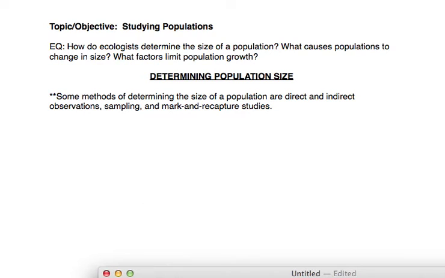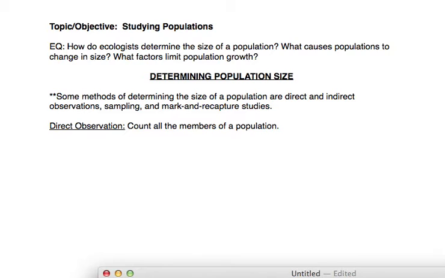The first is direct observation. And direct observation is very simple. It's just as simple as it sounds. You're just directly observing the members of a species and you're counting them. So for example, if I wanted to know how many fish were in my fish tank, I'd just go over to the fish tank and I'd count each individual fish. So using direct observation, you're counting all the members of a population.